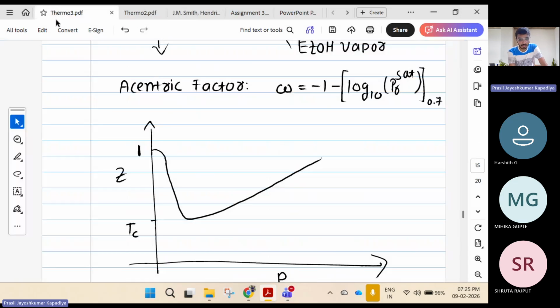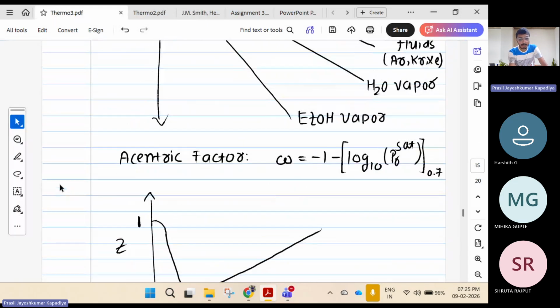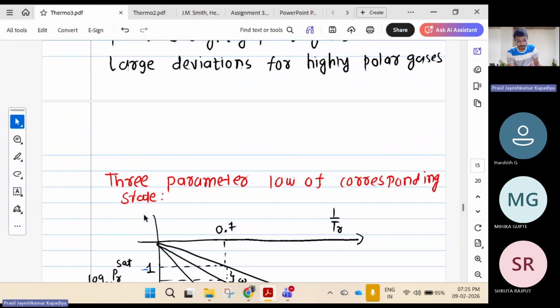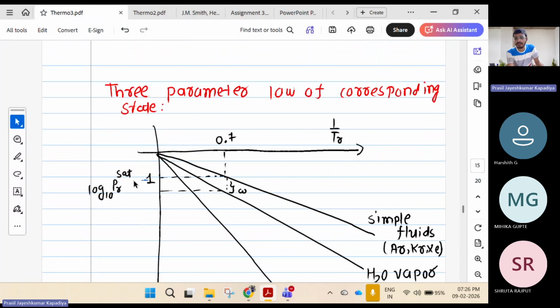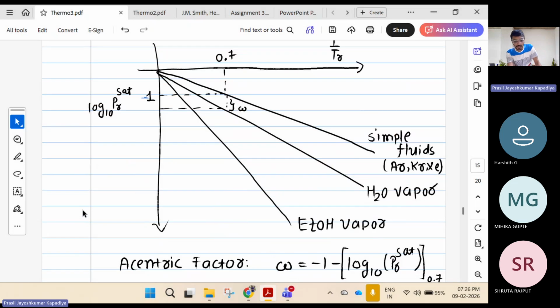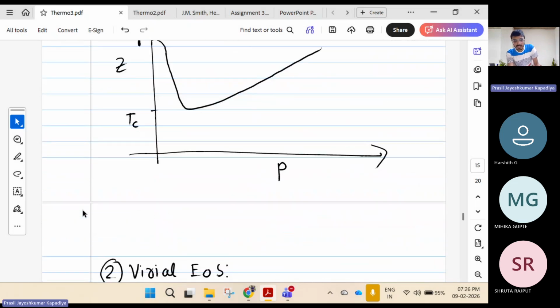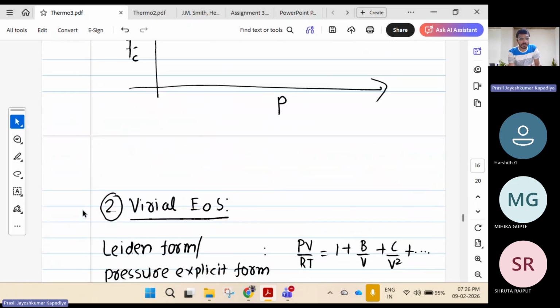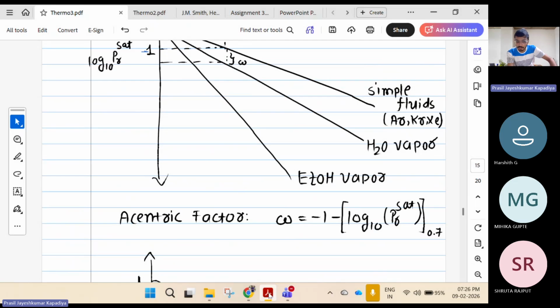So how can you determine the eccentric factor by this particular plot? You need the value of T by Tc and P by Pc. P sat is nothing but vapor pressure. So log PR sat is nothing but vapor pressure divided by Pc of that particular component. From that you can derive these values. So this was one part of using the cubic equation of state.